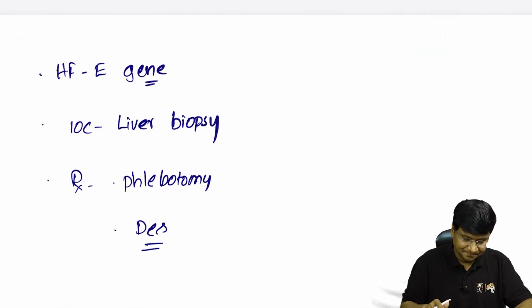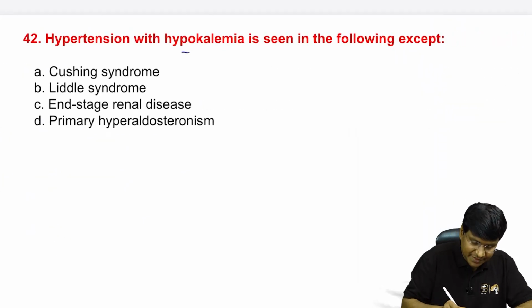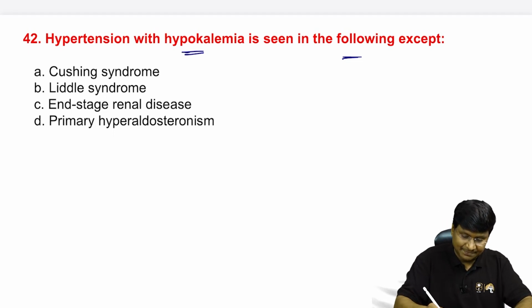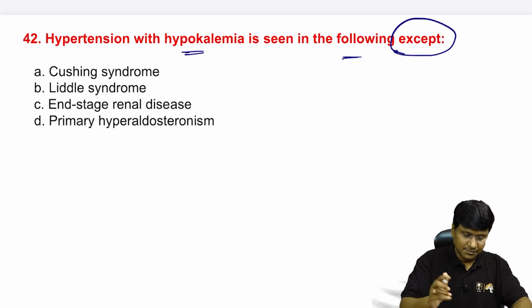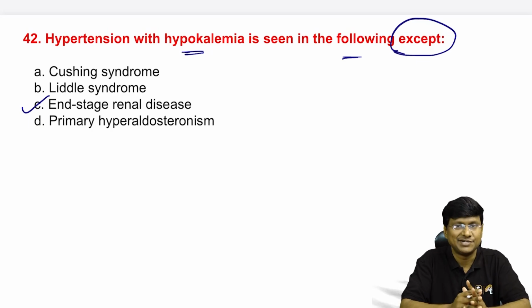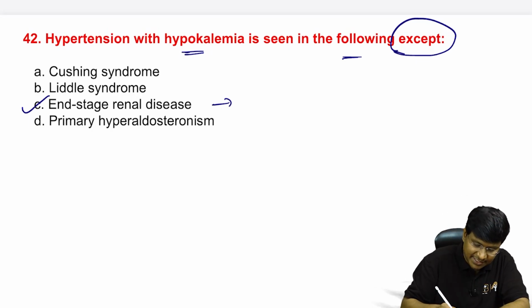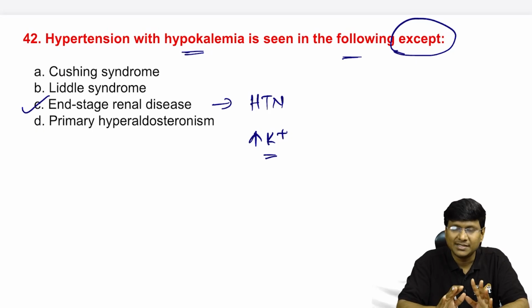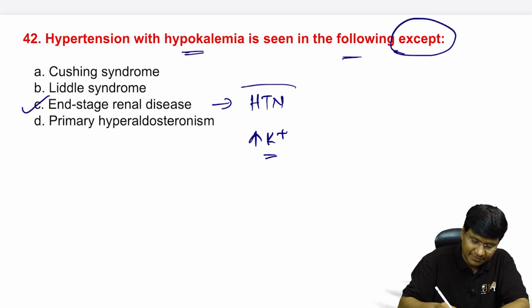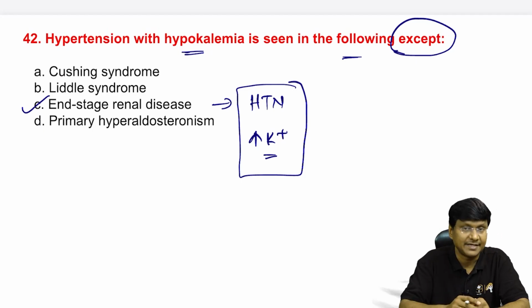Next question. Hypertension with hypokalemia is seen in which of the following, except? The options are Cushing's, Liddle syndrome, end-stage renal disease, primary hyperaldosteronism. The answer is end-stage renal disease, because in end-stage renal disease they will have hypertension, but what they will have is hyperkalemia, not hypokalemia. So they will be having hypertension with hyperkalemia.